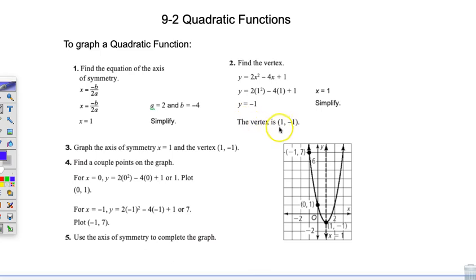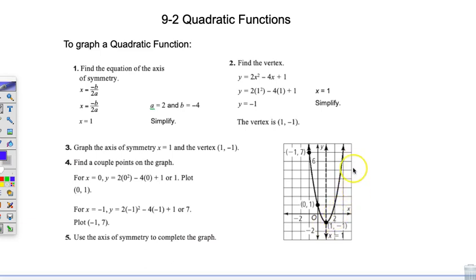Remember that x value is also my axis of symmetry. So as I graph the axis of symmetry and the vertex, I always want to start with that. So here you can see I've plotted positive 1, negative 1. That is my vertex.